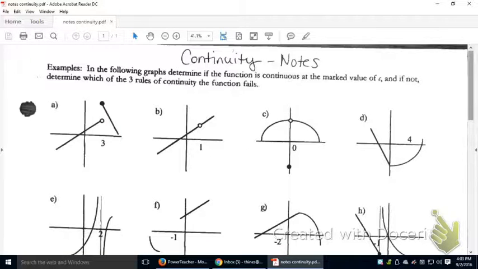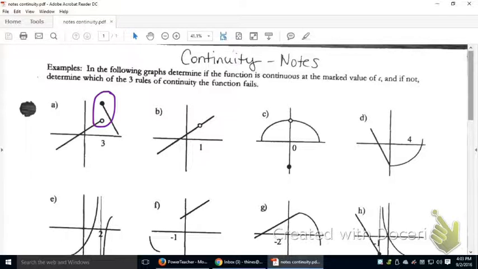So now let's look at some graphs. In the examples, it says for you to determine if it's continuous at the marked point, and if it's not continuous, to tell which of the three rules makes it not continuous. So A is not continuous, and one way I can tell is that at x equals 3, those two things do not connect.